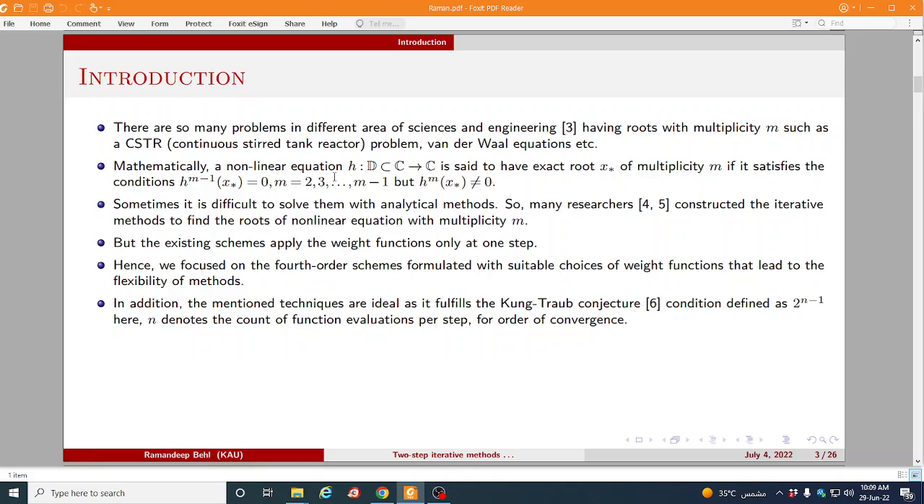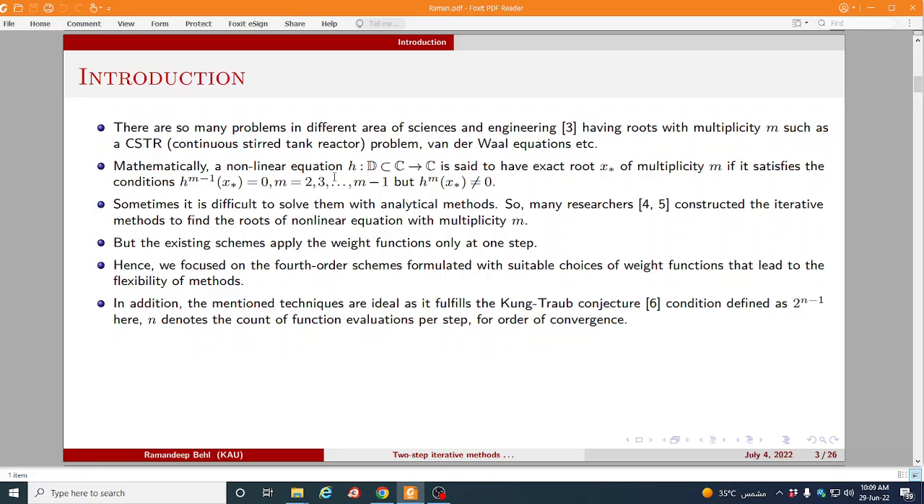Sometimes it is hard to find the roots of such equations with analytic methods. So that's why there is only one option left for us. We have to focus on iterative methods. No doubt there are plenty of iterative methods available in the literature, but not all iterative methods work for each and every problem. So that's the only reason we always need new refined iterative methods.